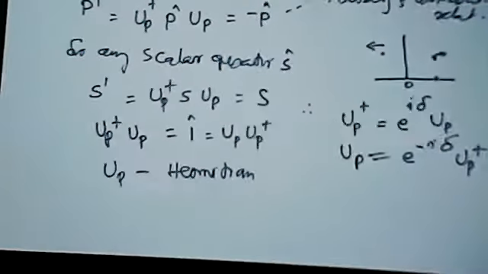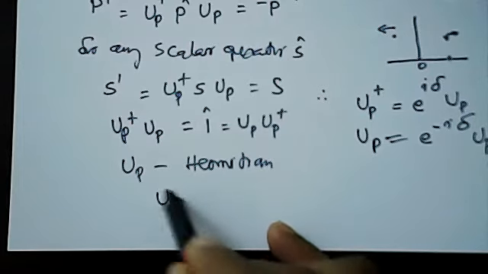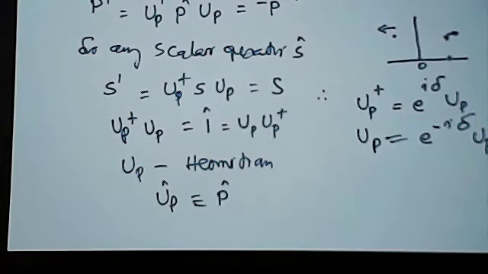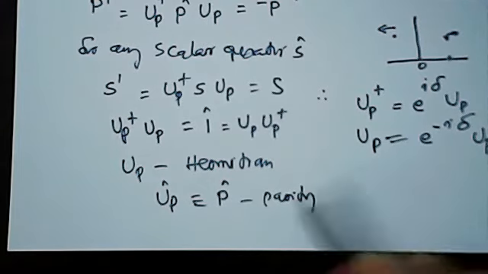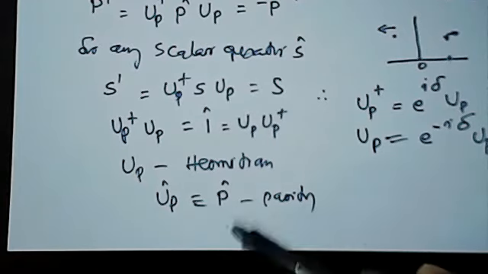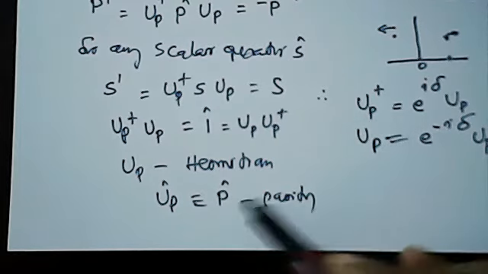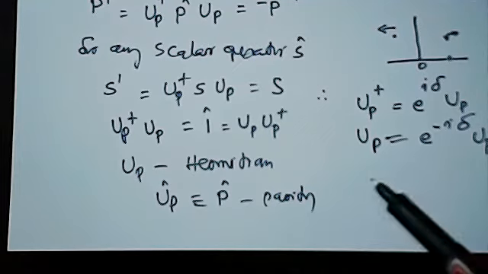Now, for simplicity, let us write the UP operator as the P operator. Simply, P represents the parity operation. You can put that also, because UP generates this P, or P generates UP. So P also can be written for the parity operation.